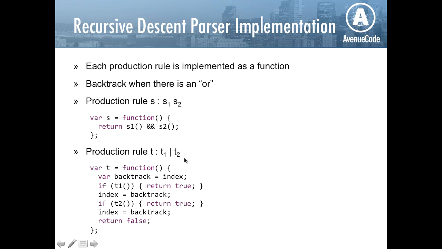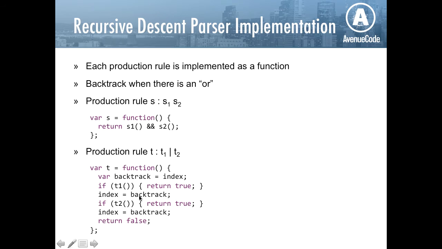Now for a rule with OR, let's say T defined by T1 or T2, and T1 and T2 are also non-terminal symbols, so they are functions. And we have to backtrack here. So this would be an implementation. We save our index, so index is the current position in the parser. We save it in a backtrack variable, for instance. We call T1. If T1 succeeds, we return true.